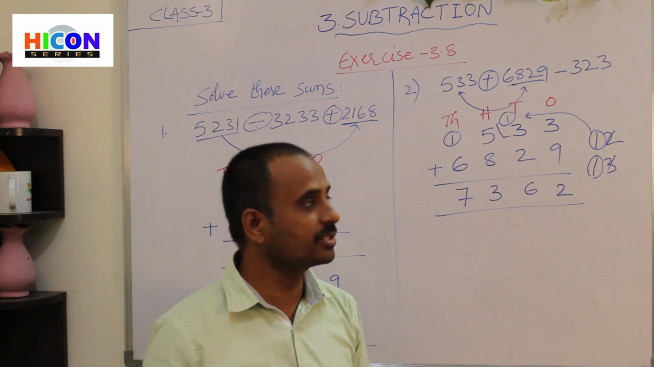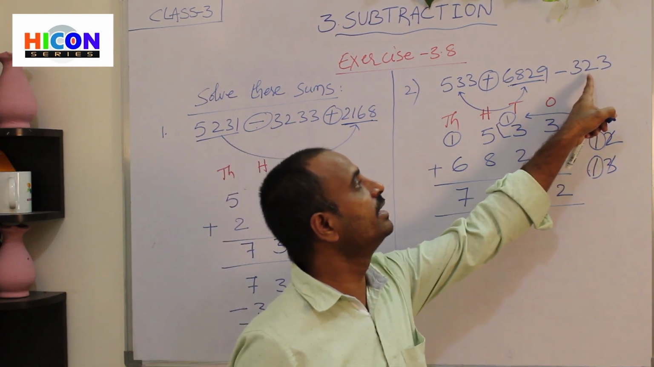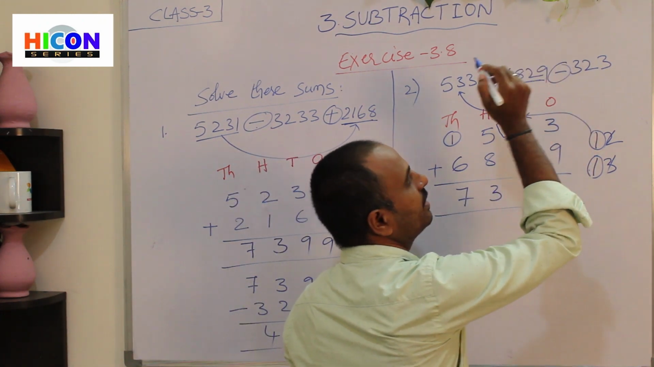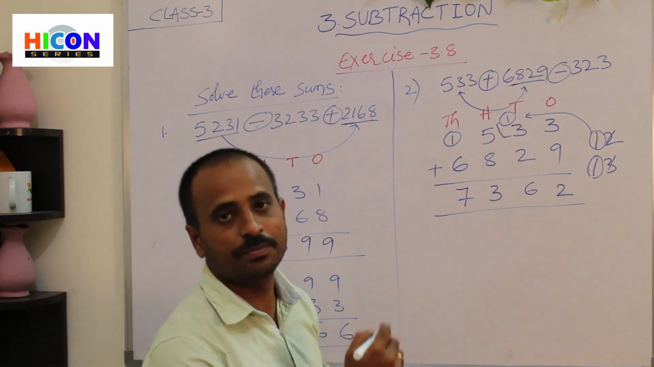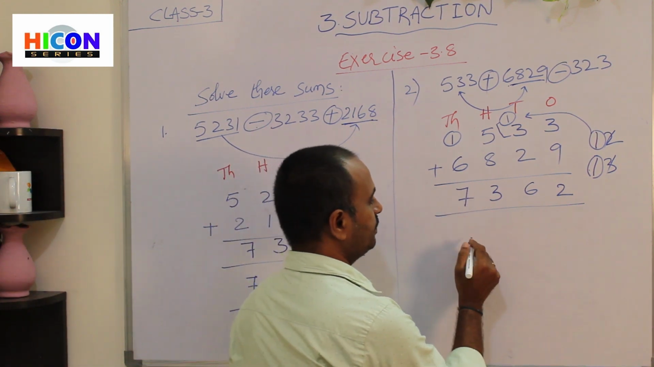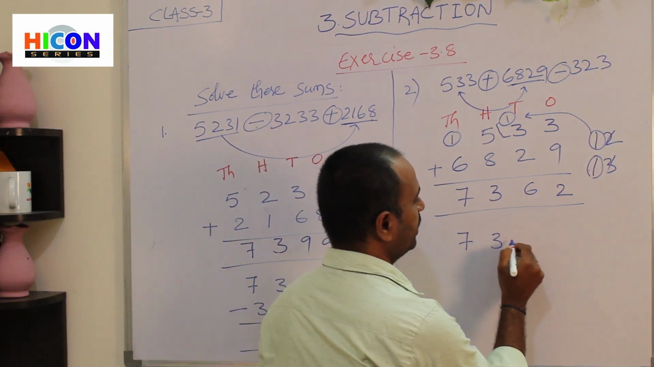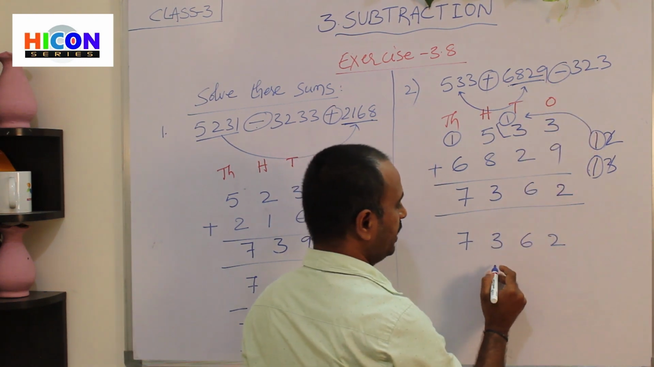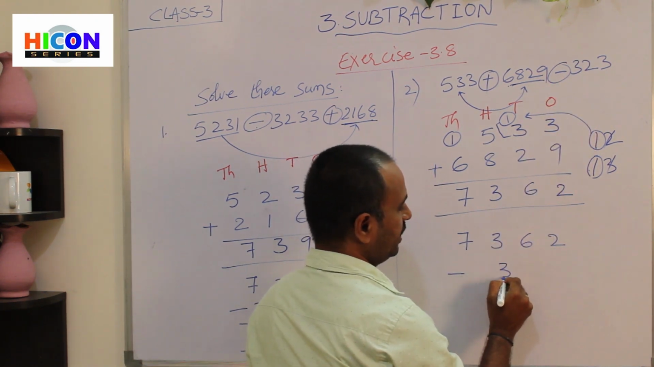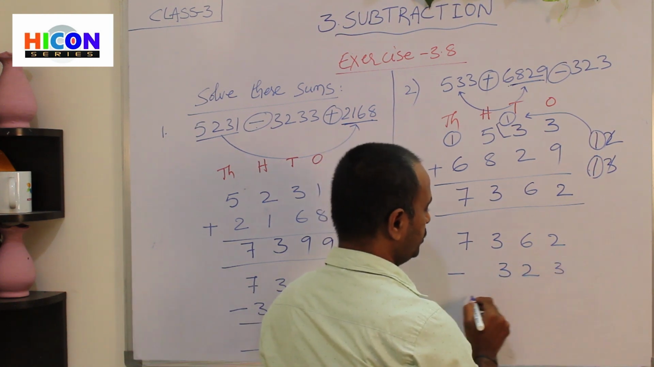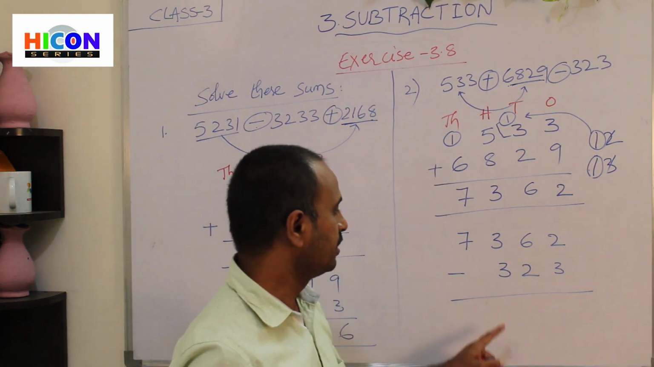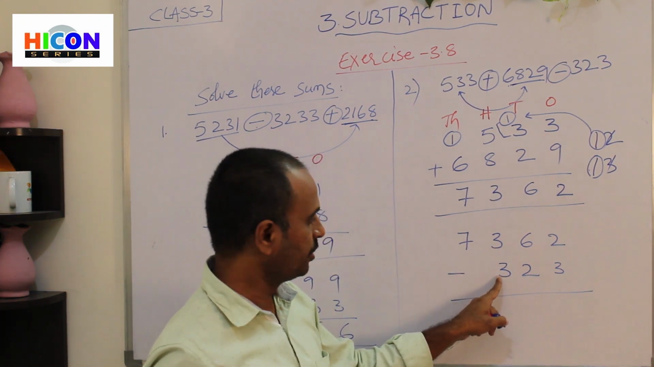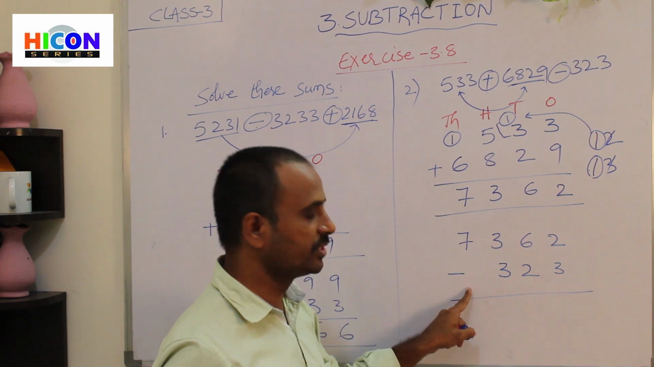So what number do we have to subtract? Here 323 has to be subtracted because it has a minus sign before it. So that's why we have to subtract that number. So first write the sum 7362. And minus 323. So children, remember the 3 is in hundreds place. So write 3 under hundreds place. Don't write this 3 under thousands place.